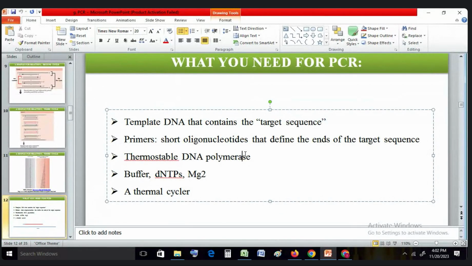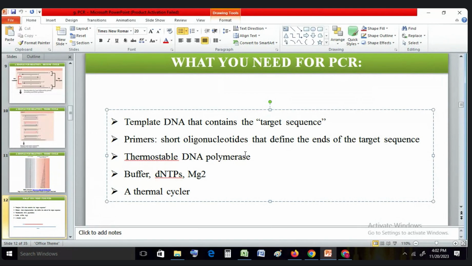The next thing you need is buffer. Buffer is essential for any enzymatic reaction. Is this an enzymatic reaction? Yes. As a DNA polymerase, an enzyme, is involved here, it is an enzymatic reaction.